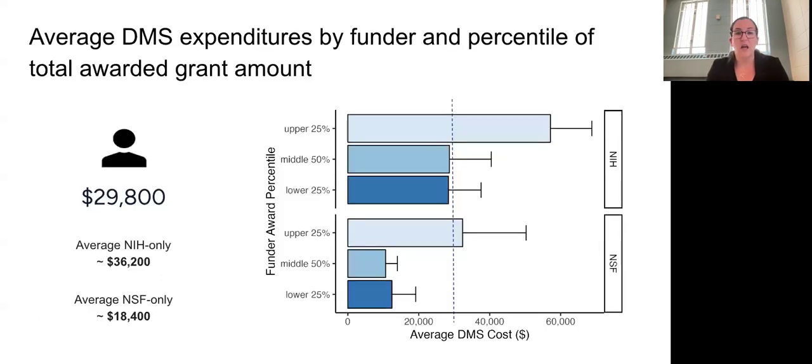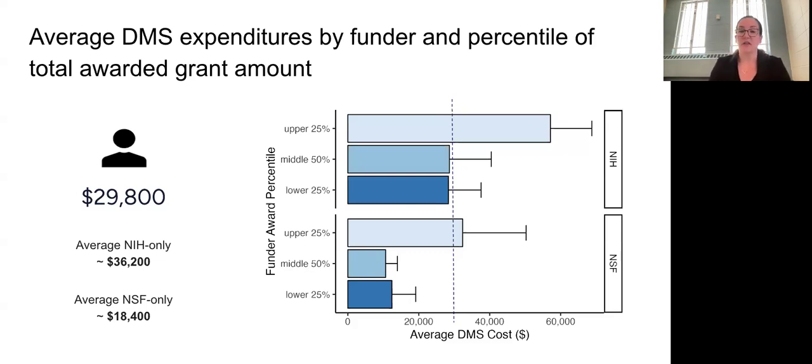So let's move on. So this is looking again at that $29,800 number on overall DMS expenses, but now broken out by both the funder and those award percentiles. So as you can see, as expected, NIH data management sharing costs were slightly higher on average than NSF costs. And those larger grants were spending more than the smaller grants. And this pattern was true across both NIH and NSF. I've got a dotted line showing that overall global sample average on this graph.